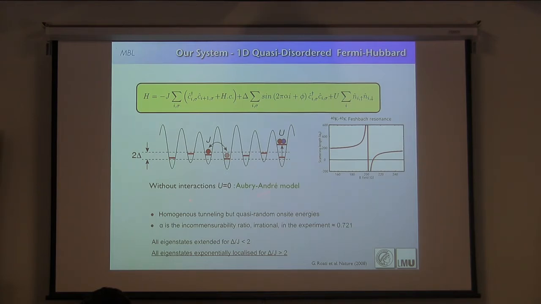Now, without interactions, this is the interaction part again that you also know from the Fermi-Hubbard model, you have the celebrated Aubry-André model, and for the Aubry-André model, which exhibits Anderson localization, we know everything. We know that for delta over J, the tunnel coupling, smaller than 2, all eigenstates are extended, and for delta over J larger than 2, all eigenstates are localized. We just know that exactly. What we don't know so well is what happens if we add the interaction part to the system.